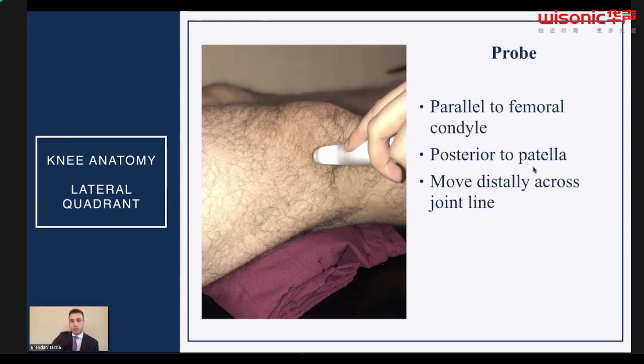And to start, you're going to have the probe parallel to the femoral condyle, just posterior to the patella, and then you're just going to move distally across that joint line. So you really want to always take a look proximally and distally as we go through all of these.